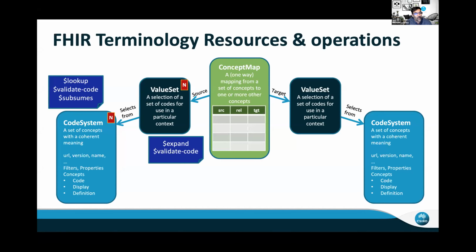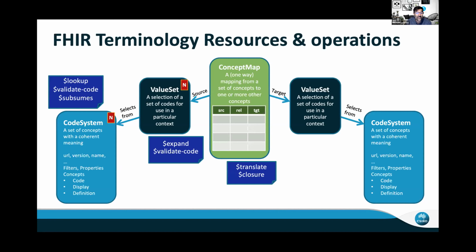Probably the most common operation that you'll come across is the expand operation. Expand takes a value set definition, interprets the inclusion and exclusion rules, and produces the set of concepts that satisfy those rules. It returns another value set which lists the codes that are in the extension or the expansion of that value set. Validate code on a value set is similar to expand, except you also supply it with the code. And what you're asking is, is this code a member of the expansion of the value set? And we'll see as we walk through our journey an example where the validate code operation is useful.